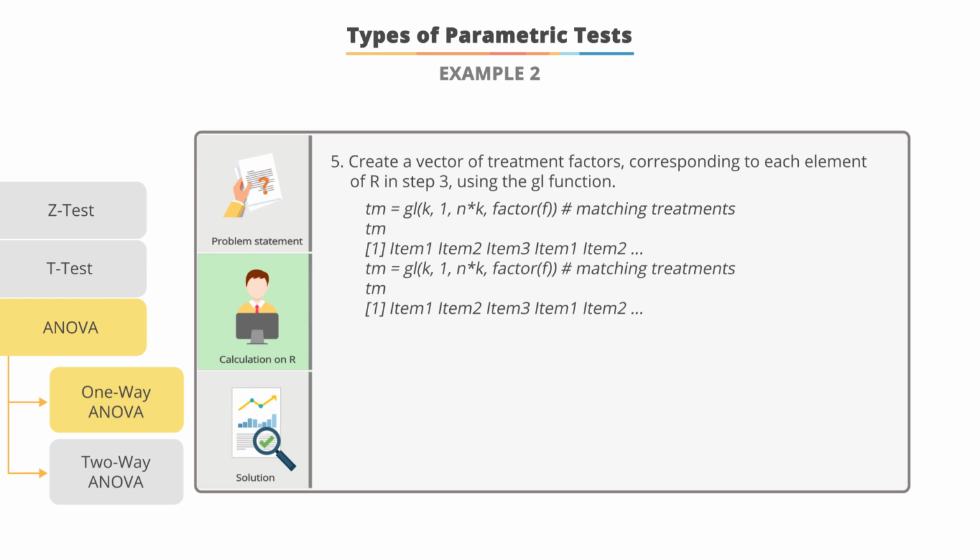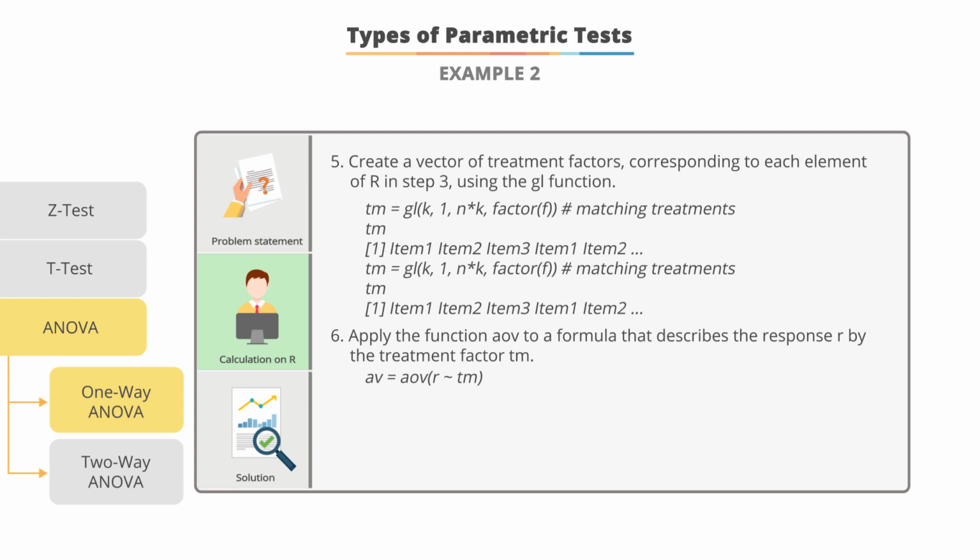So, as you go through these steps, we'll finally get to the point where you can apply the analysis of variance, ANOVA. And you can see that as AV equals AOV R tilde TM. The tilde is usually next to the 1 using the shift key. And print out that ANOVA table with the summary function. Summary on what you labeled AV.